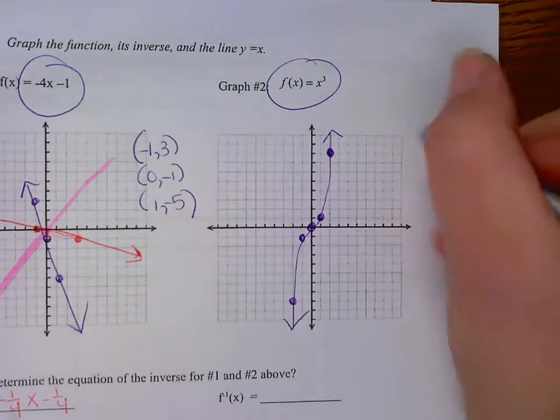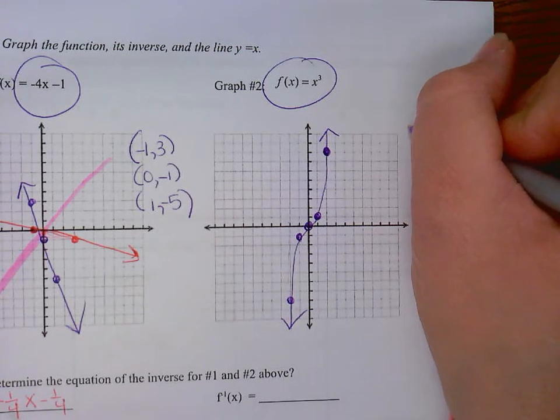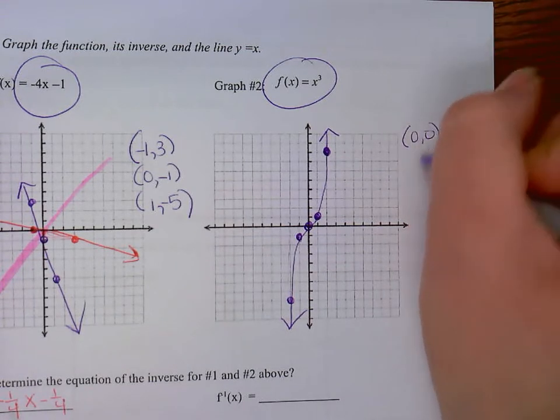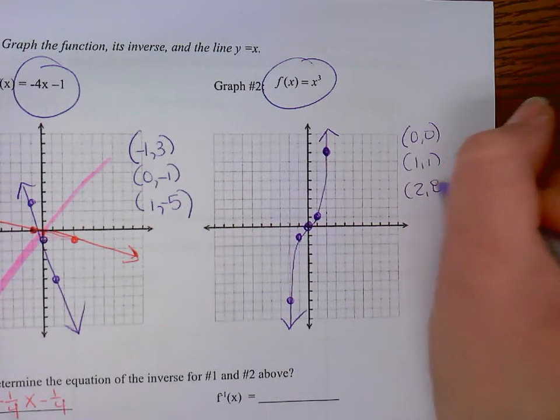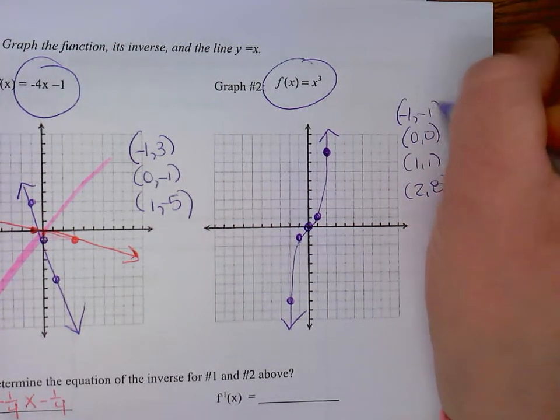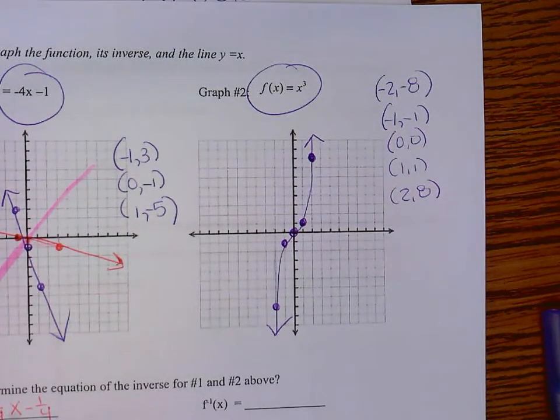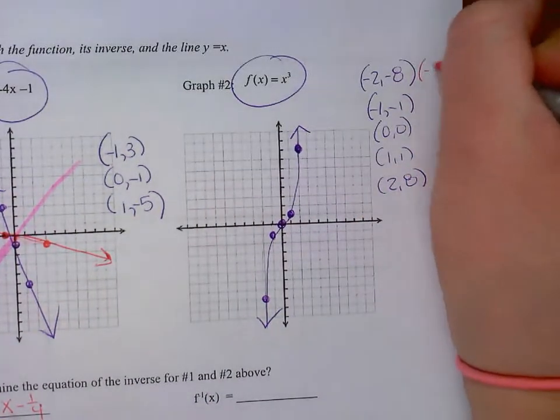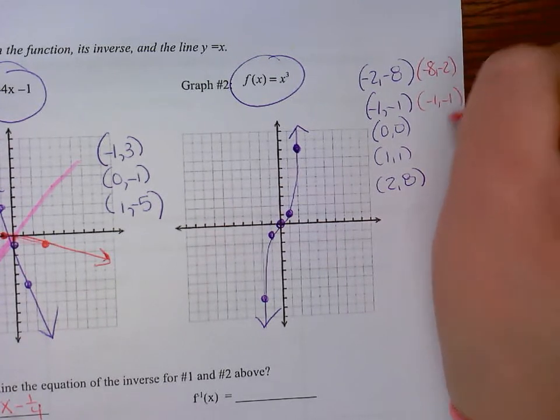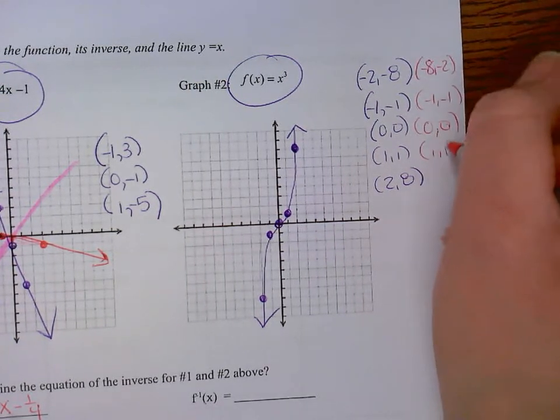And if I record those points, what did I just say? 0, 0, 1, 1, 2, 8. If I want to go backwards, -1, -1, -2, -8. If you have those points, you should be able to scramble them. So flip-flop x and y and graph the inverse. And you should recognize this inverse function. The inverse of a cube is one of our parent functions. So it'd be like -8, -2, -1, -1, 0, 0, 1, 1, 8, 2.